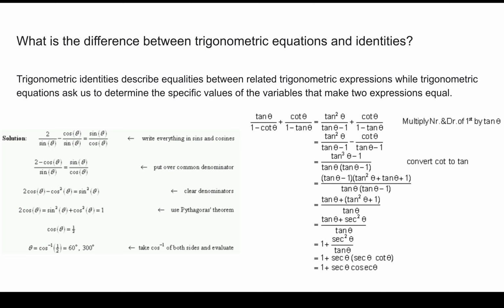So what is the difference between trigonometric equations and identities? Trigonometric identities describe equalities between related trigonometric expressions, while trigonometric equations ask us to determine the specific values of the variables that make two expressions equal. As you can see, here is one example of it.